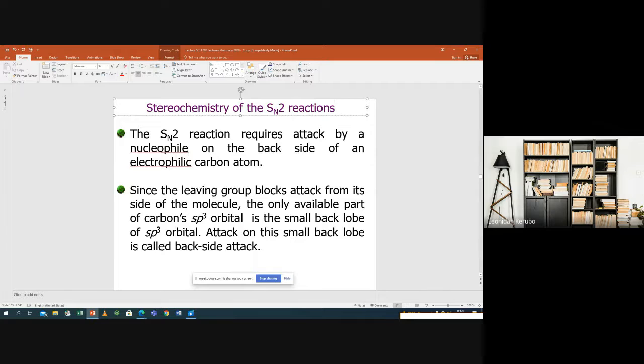Since the leaving group blocks attack from its side of the molecule, the only available part of the carbon's sp3 orbital is a small back lobe of the sp3 orbital of the carbon which is bonded to the halogen. Attack on this small back lobe is called backside attack.